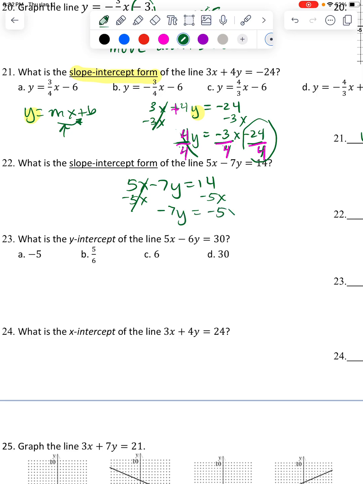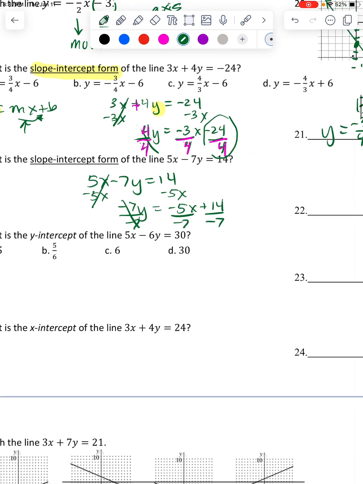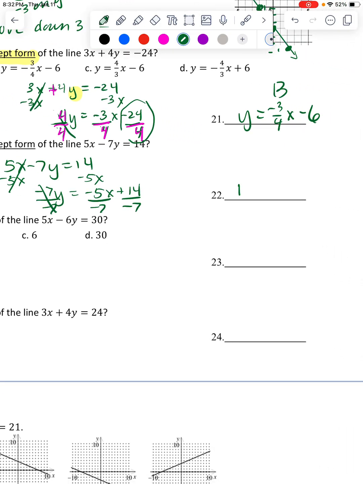So now I have -5x plus 14. I don't put them together because they don't both have x's. And then I just go through and divide that -7 out. So I get y equals, in this one, can you see that the negatives would cancel out? So it turns into 5/7 x. And then this on your calculator or in your brain is going to reduce down to a -2.